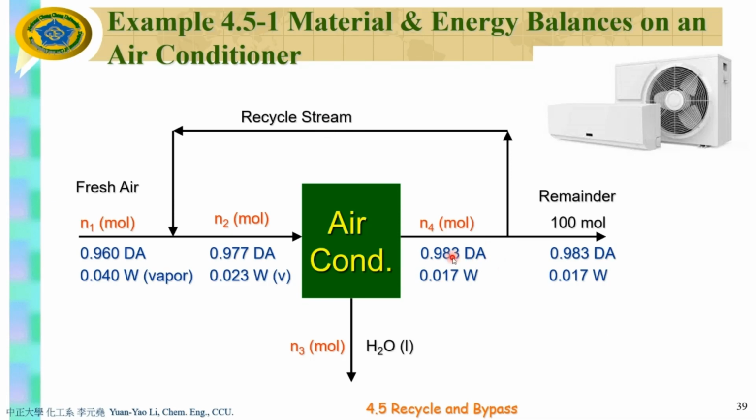So 98.3% dry air and 1.7% water here. As you can see, I didn't put red color on this number, so this is not unknown, this is known. And then the recycle stream, you have N5. Again, the fraction will be the same: 1.7% water, 98.3% dry air. Okay, this is how it looks like. So we address all the unknowns in this flow chart.